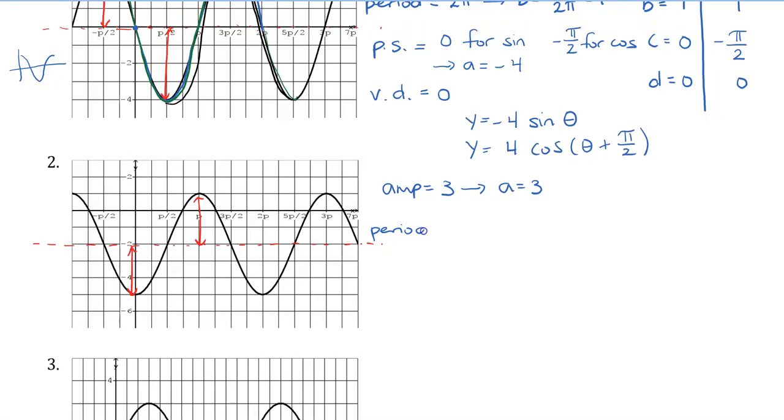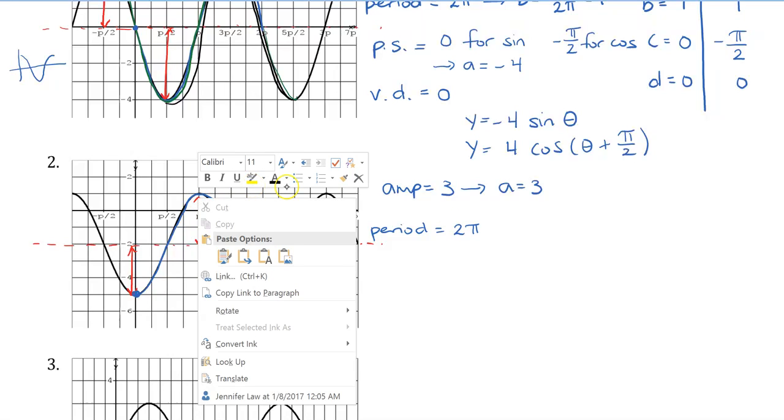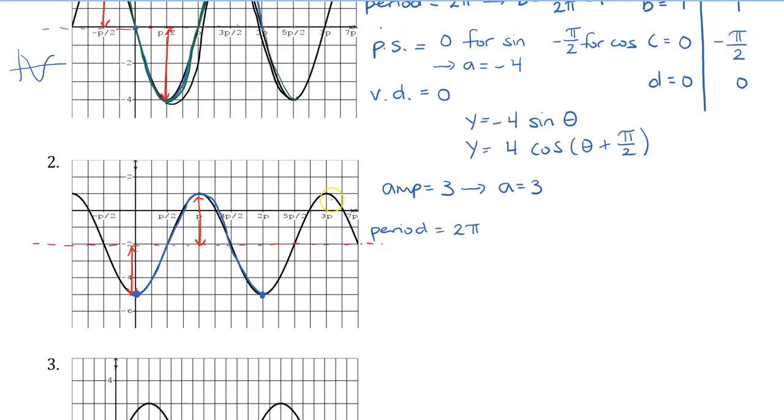My period, again, I'm going to find a place where it repeats. If I take this point here and I go to the next point, it is 2 pi. Now I didn't state this, but I can also pick a maximum and go to this and you can also see that this is a distance of 2 pi. So again, remember period equals 2 pi divided by b, therefore b is equal to 2 pi divided by my period, which is also 2 pi. So in this case, the b value is 1.